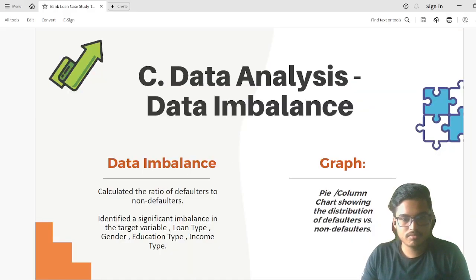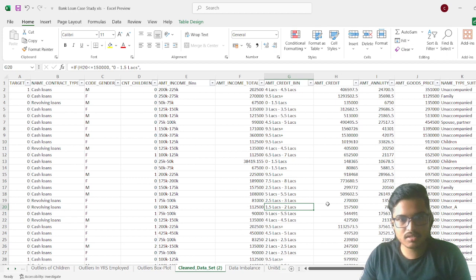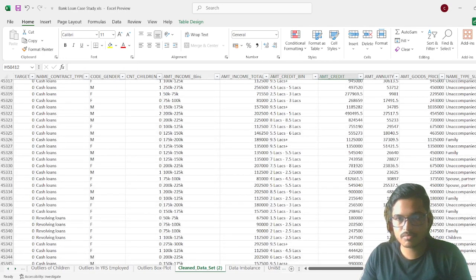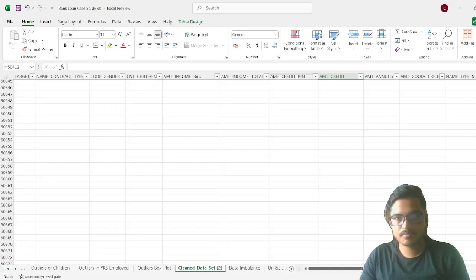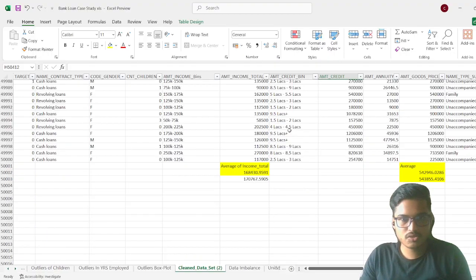Okay, good. So I would like to tell you, after identifying the outliers, what steps we have taken: some needed to be kept as they are, but there were some columns which needed to be replaced by the average, like the income. Let me show you. Yes, just give me a second so that I can show you the formula. Yes, so the income total. We have found the average of income total, which is 1,70,000.